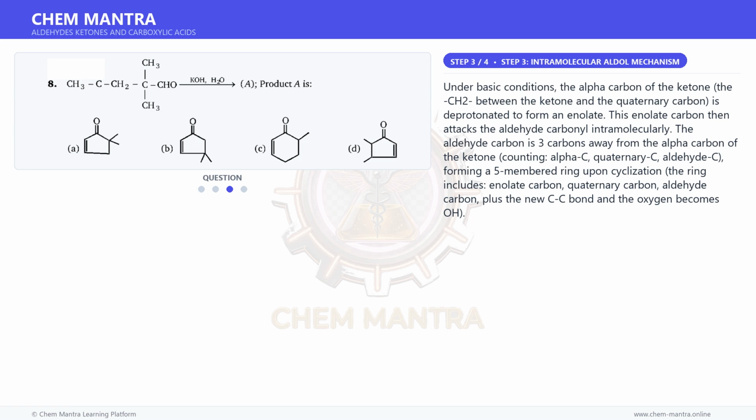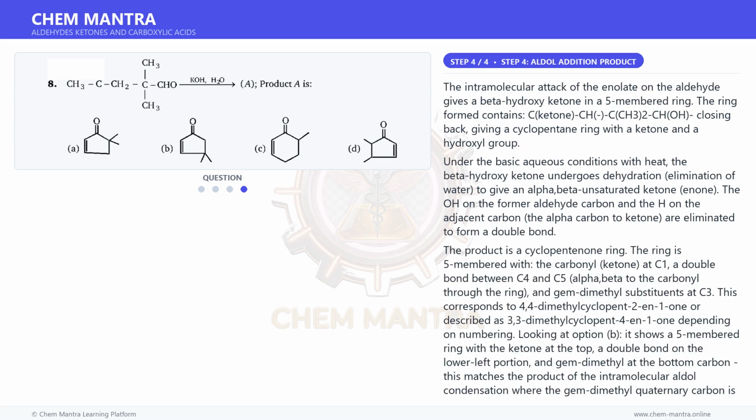O-. And for the final step, the intramolecular attack of the enolate on the aldehyde gives a beta-hydroxy ketone in a 5-membered ring. The ring formed contains C=O, CH, C(CH3)2, CH2, O, closing back, giving a cyclopentane ring with a ketone and a hydroxyl group.